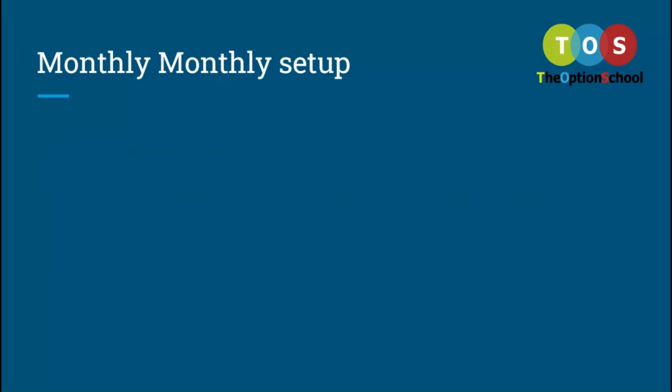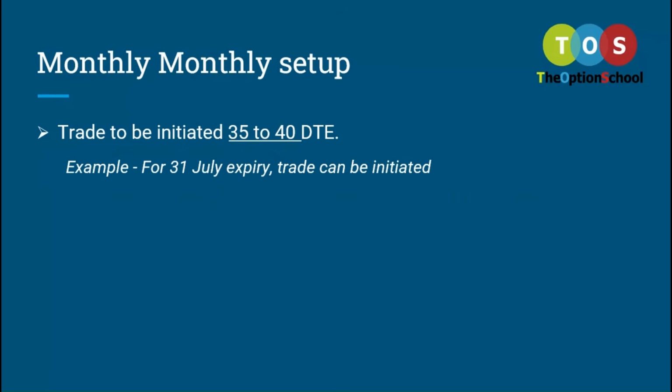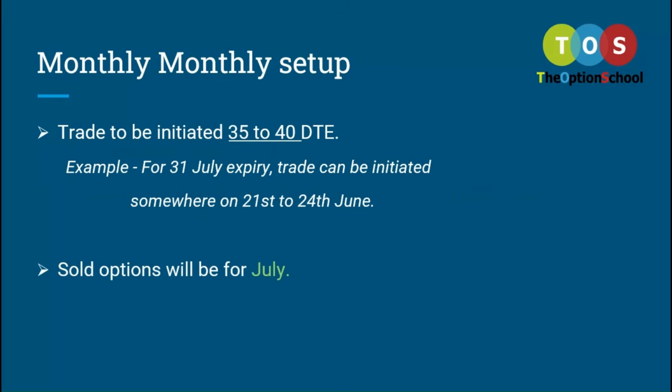We will be following some rules and basic principles on how to set up the trade. Monthly means you are selling a monthly call or put, and then you are buying the next month call or put. This trade is generally initiated 35 to 40 days in advance of expiry. For example, if I am trying to trade for the 31st July expiry, the trade can be initiated somewhere on 21st or 24th of June, which is just 30 to 40 days before expiry. So the sold options will be for July and the purchased options will be for August. That completes the calendar spread.